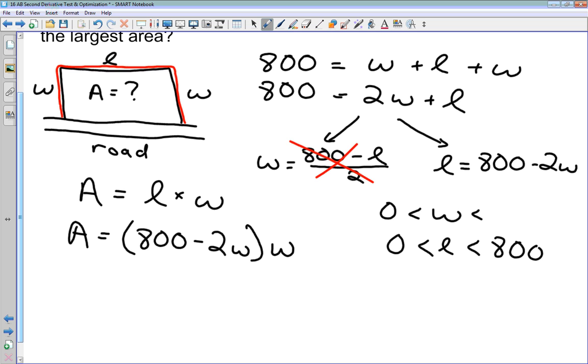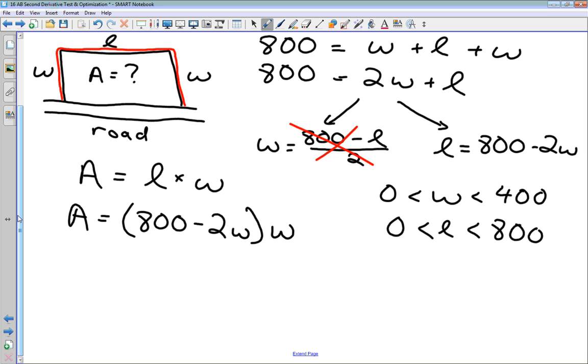Because if I make this side up here 800, then I've used all of my available fencing for the length, and there's none of it left for the width. In terms of the width, my restriction is a little stronger. Width has to be less than 400 because I need to have 2 widths in my expression here. Okay, so if I make one of my widths 400, the other one has to be 400 as well. That would take up my 800 meters of fencing right away.